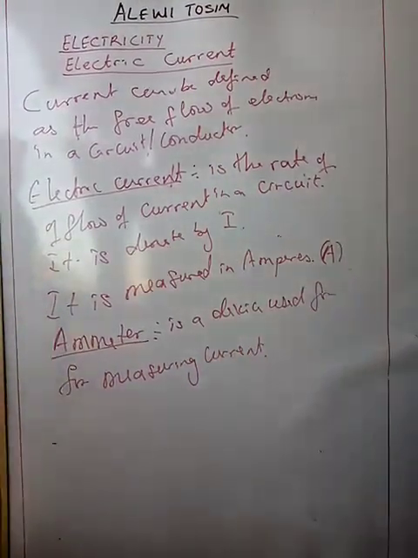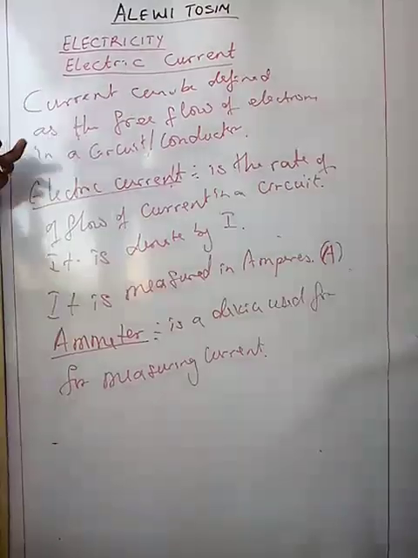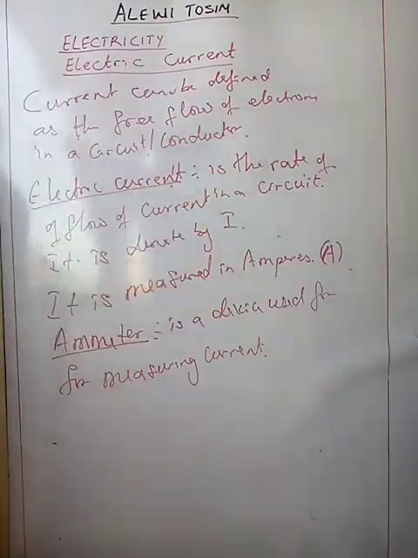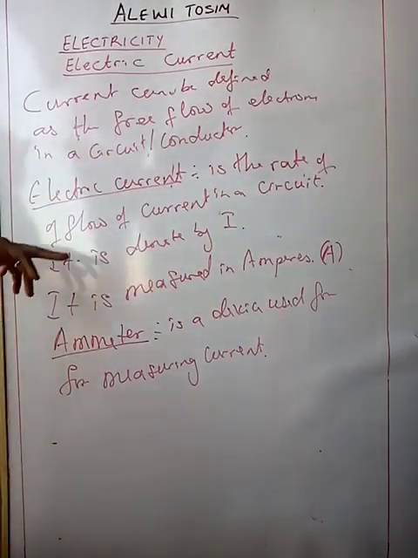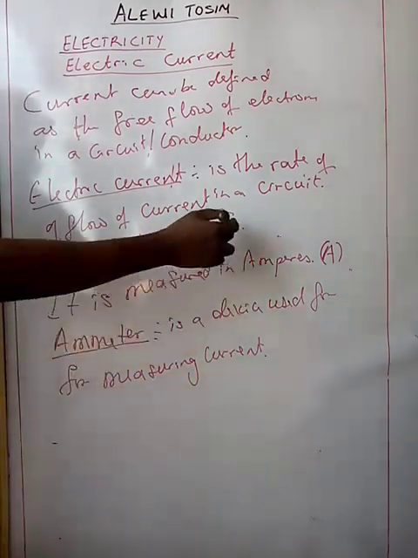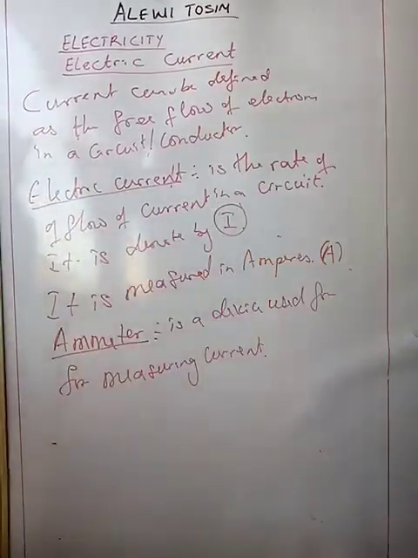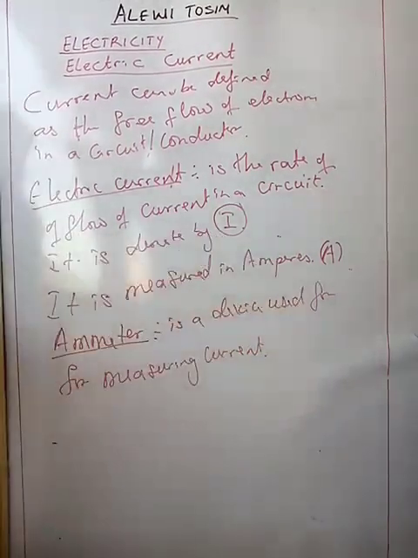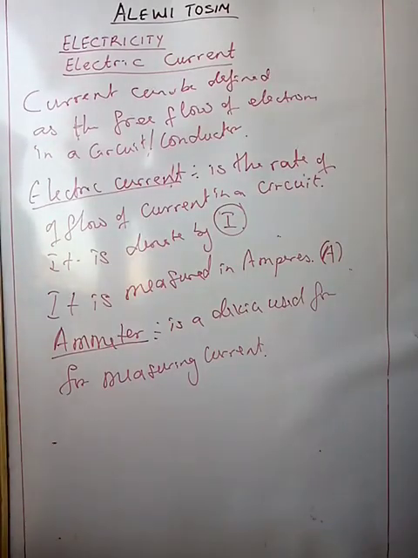Now, we said current is what? It is the free flow of electrons in a circuit. And we said electric current is the rate of flow of current in a circuit. It is denoted by I, and it is measured in amperes. An instrument for measuring current is called what? The ammeter.